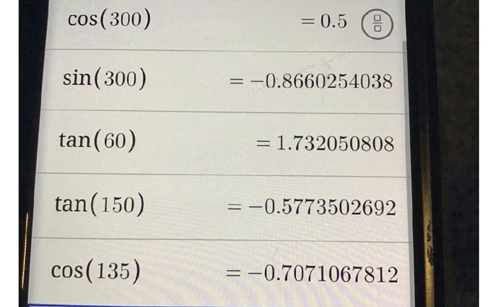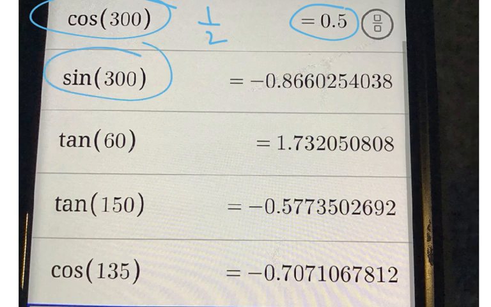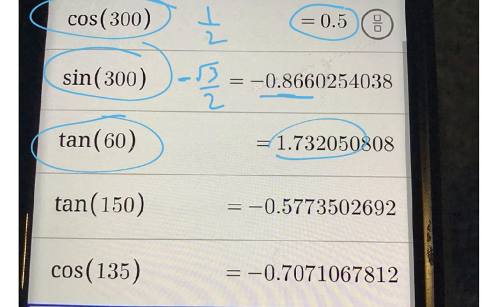Okay, so as an example, I could type in cosine 300. I get 0.5. What's my answer, therefore? 1/2. If I typed in sine of 300, again, I can look it up in my unit circle, but notice I get negative 0.866. So that's going to be negative square root 3 over 2, right? What about tangent 60? I got 1.732. Gee, what number is that? That's the square root of 3.